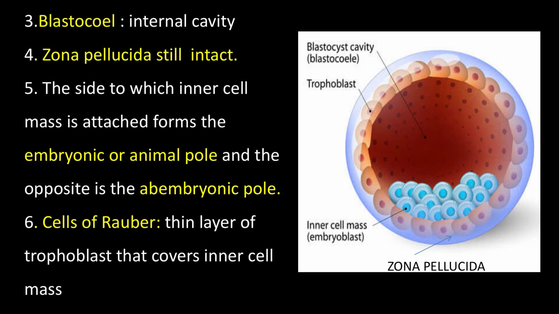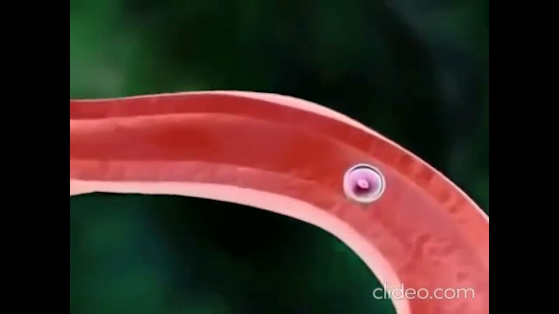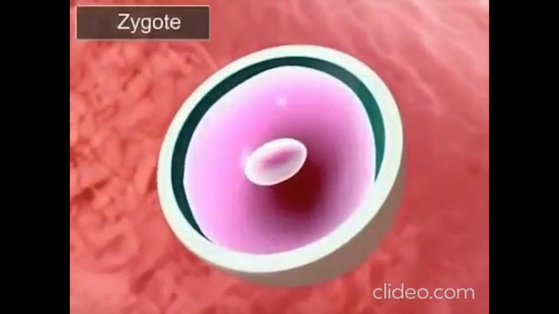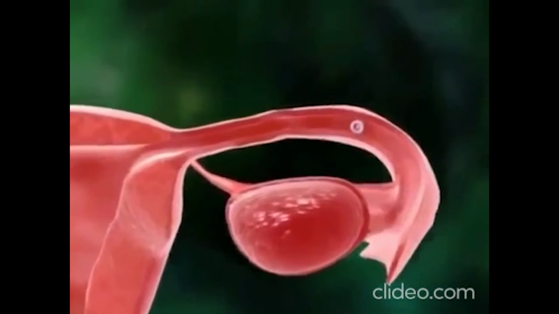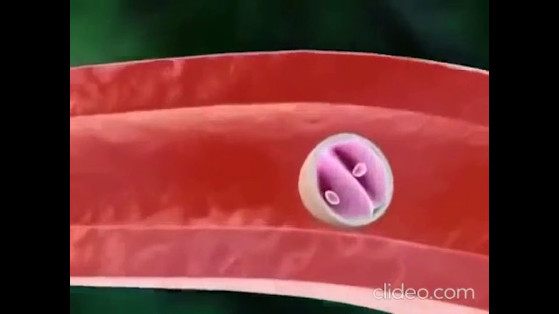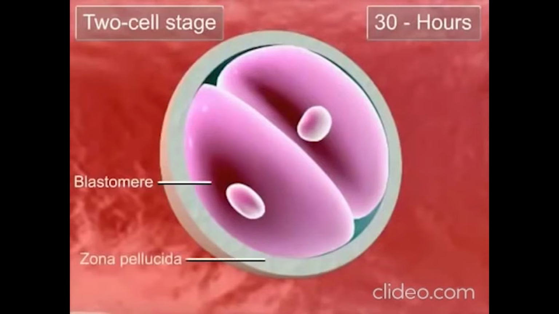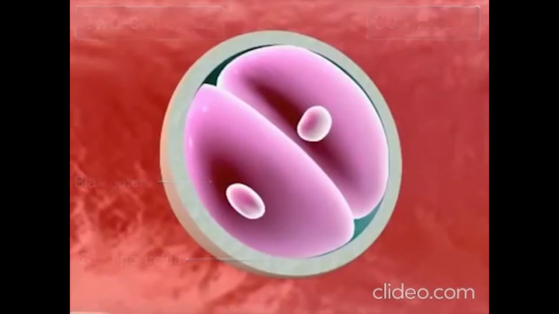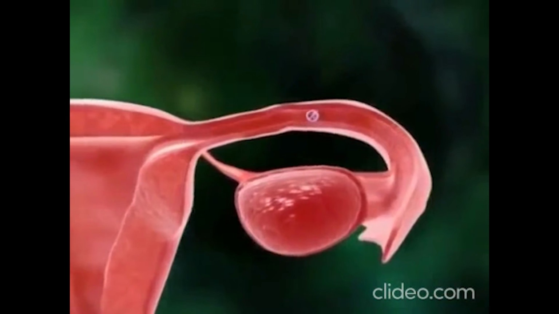Now we will have a short video to see how these things take place in the uterine cavity. This is an egg or a zygote that will undergo mitotic divisions to form your morula. Gradually it comes down the fallopian tube, then at 30 hours it has formed the 2 cell stage. These are your blastomeres. They will go down the fallopian tube, they will form the morula, and finally this morula will be converted to blastocyst.